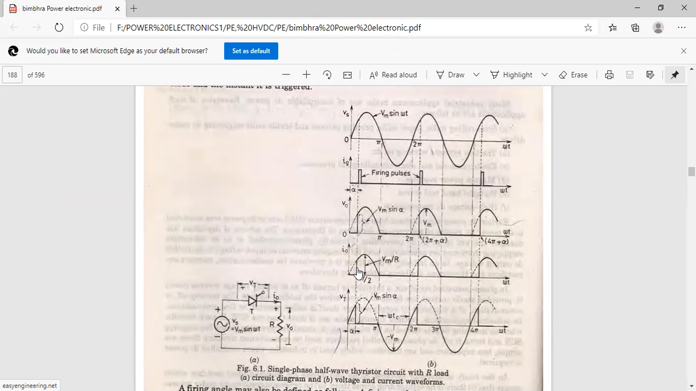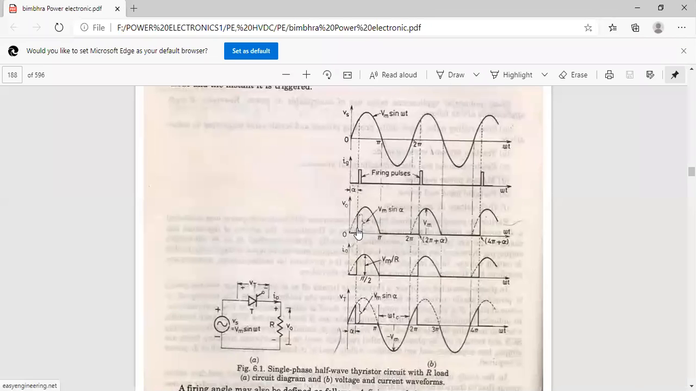Before the firing angle, before you give the firing pulse to the thyristor, there will be open circuit voltage because the thyristor is open. When the thyristor is open, whatever voltage we are having here, that voltage will appear as the thyristor voltage.